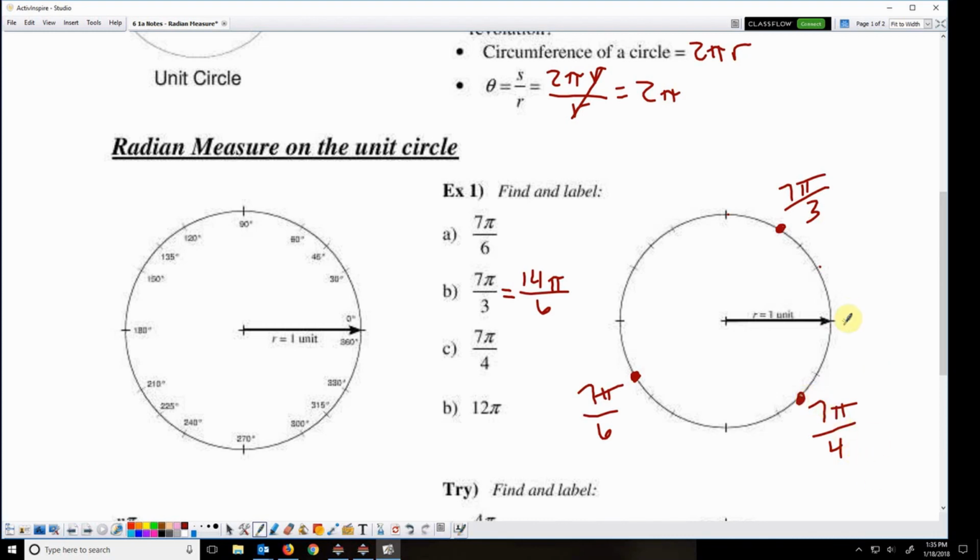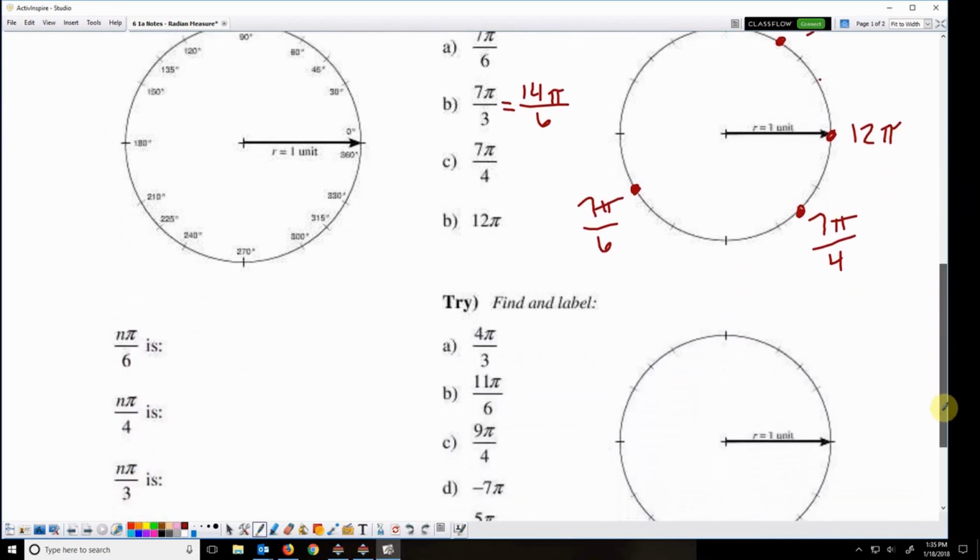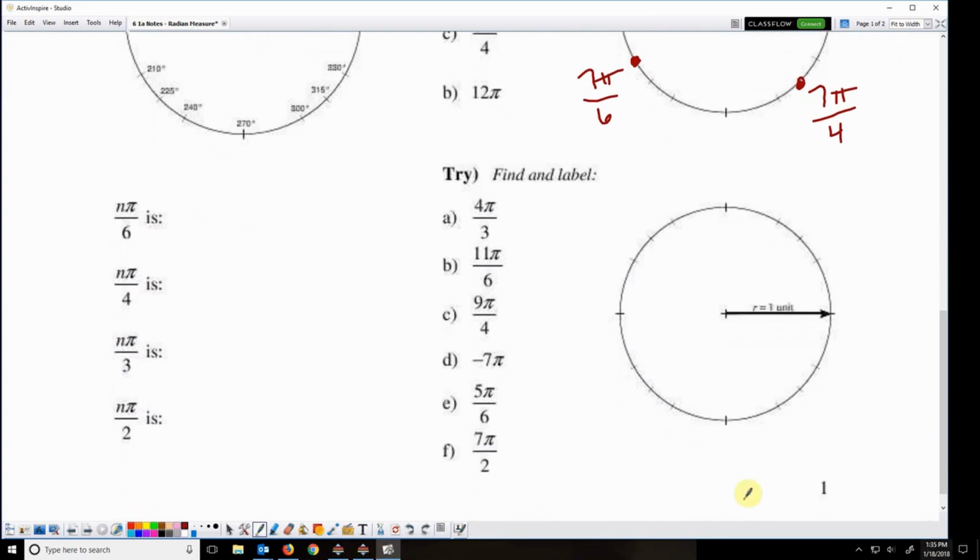And then 12 pi. Now this time I can just go halfway around, and I'm at 1, then 2 pi, 3 pi, 4 pi, 5 pi, 6 pi. We should see a pattern. Odd pi, even pi. So 12 pi is going to be right there. Go ahead and pause the video and try to locate all of these on this circle.